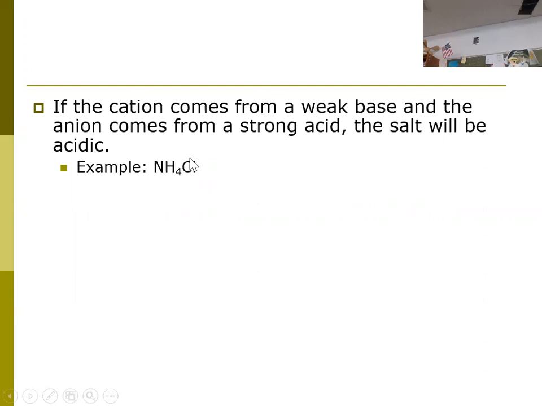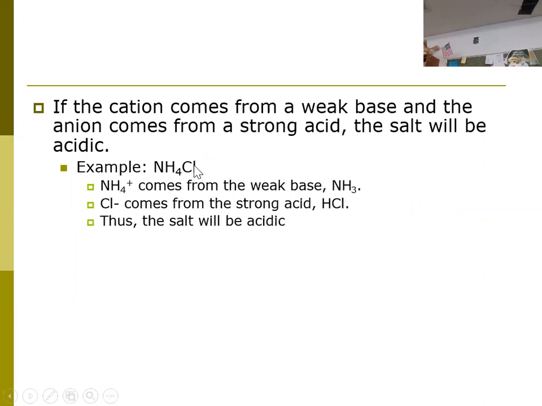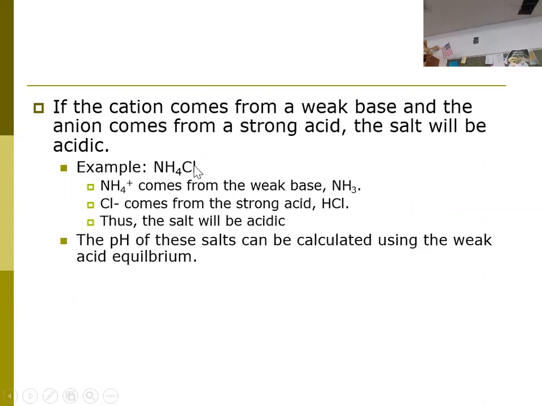Cl comes from hydrochloric acid, correct? So would that be a strong acid? So a weak base and a strong acid would make something what? Acidic. Okay. So it's like whichever one is the strong. It's like positive and negative, not the basic one.